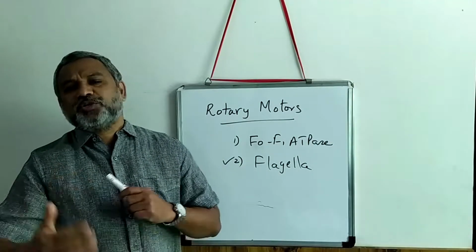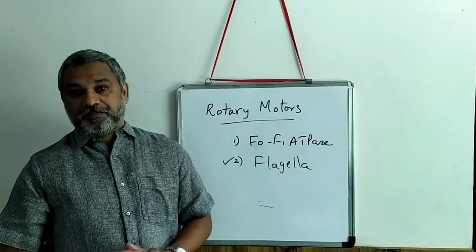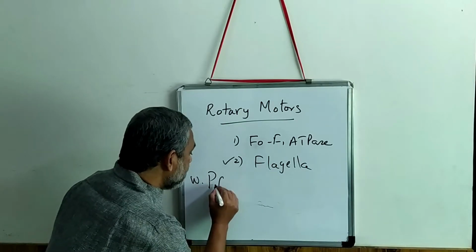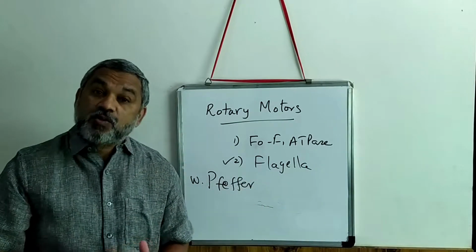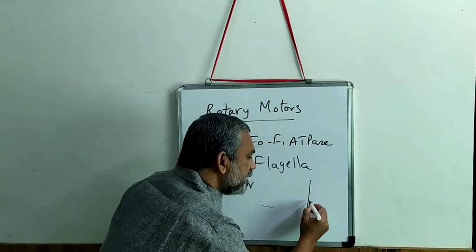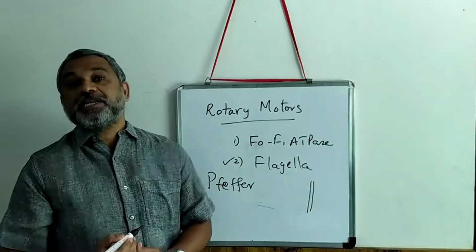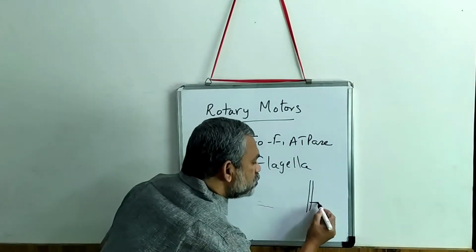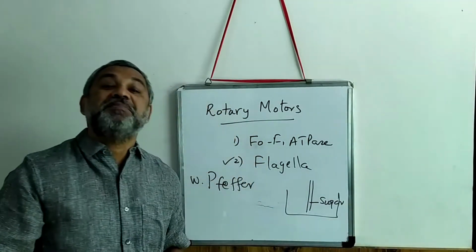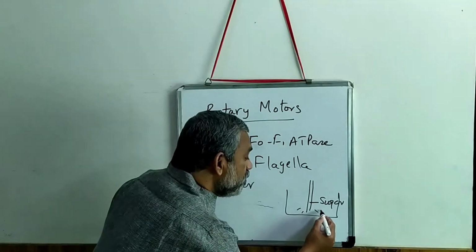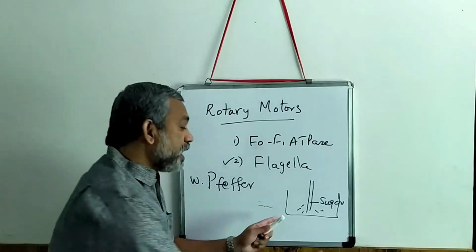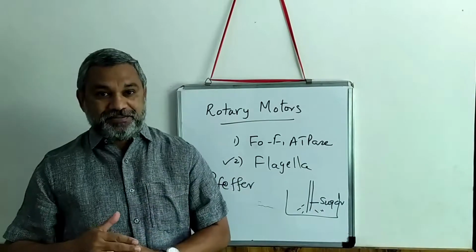Somewhere towards the end of the 19th century, a scientist called Wilhelm Pfeffer carried out an experiment. What he did was a very simple experiment. He took capillary tubes and filled them with a sugar solution, and this was introduced to a medium containing bacteria. What he observed was that with a sugar solution, bacteria accumulated near the capillary end.